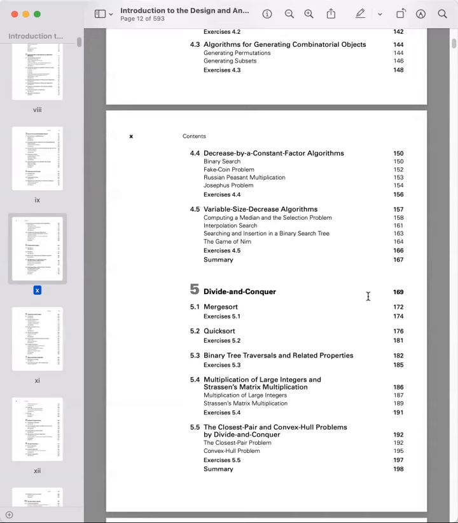Okay, 5.5, I'm interested in both of those, the closest pair and the convex hull problems done with the divide and conquer. Okay, so remember with the closest pair, you start by dividing up things.